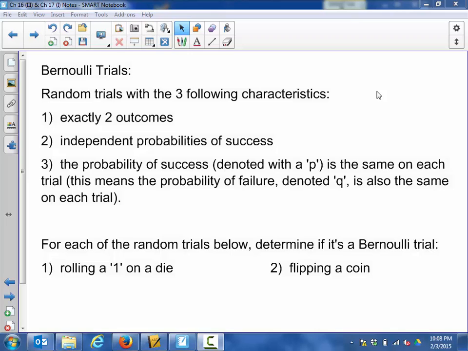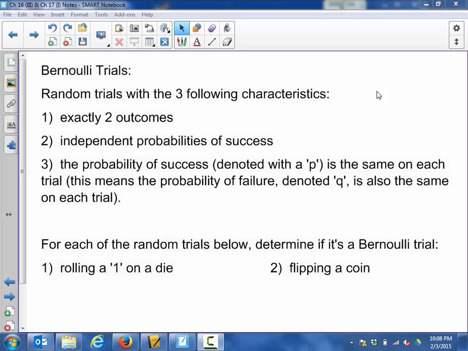Chapter 17 focuses on the geometric model, the binomial model. I believe in Chapter 17 you've got a normal approximation to a binomial model. What we're going to start with today is talking about the geometric model and the binomial model.